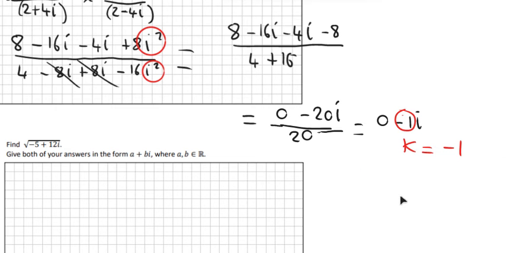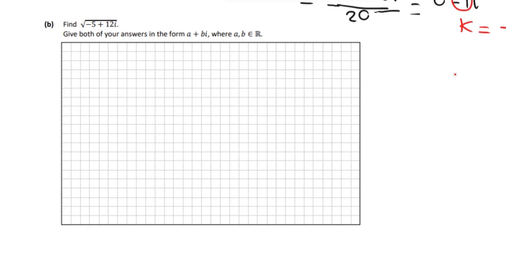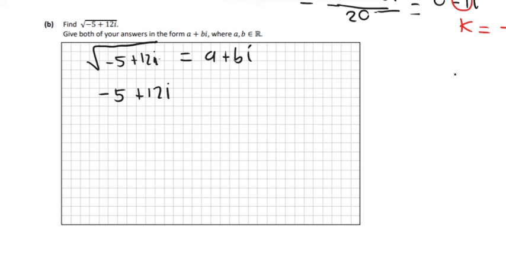So part A. Part B then, you have to find this and give your answer in the form a plus bi. So we could just let it equal a plus bi. So root of minus 5 plus 12i, let it be equal to a plus bi. Now to get rid of the root, you can square both sides. So on the left hand side you're just left with minus 5 plus 12i. On the right hand side you're squaring out a plus bi. So again you're going to get double brackets and you're going to square them.